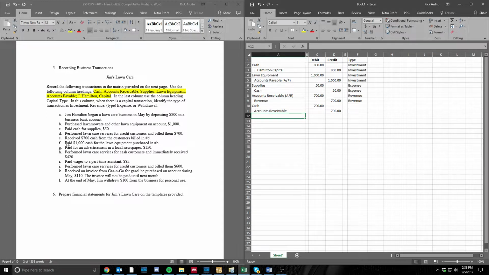Okay, so in F, we pay $1,000 cash for the lawn equipment that we purchased up here in B. Let's go ahead and add.